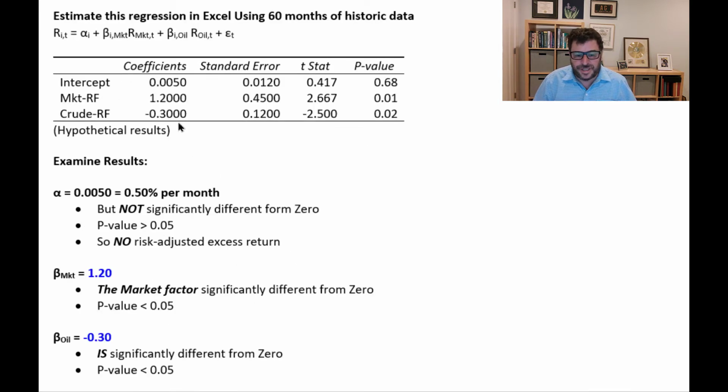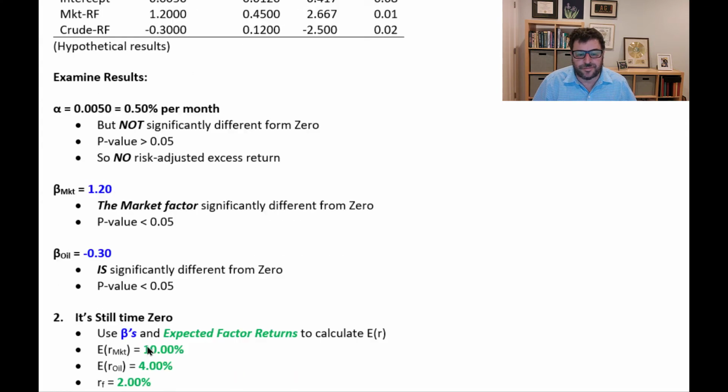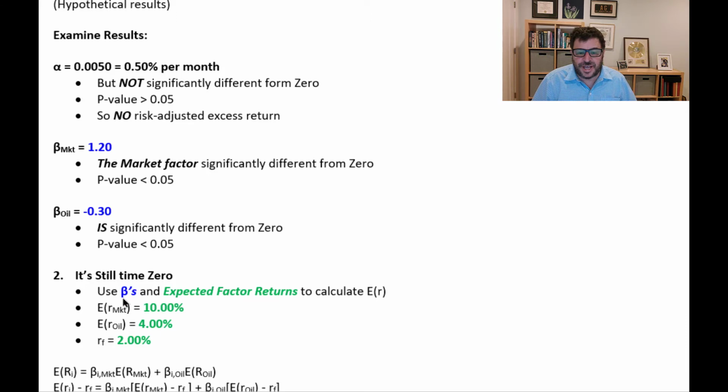And oil is statistically significantly different from zero. It's negative, and because the p-value is less than 0.05, I know it's significant. So it's still time zero, and what I want to do is use the betas and the expected factor returns to calculate the expected return of this particular stock.